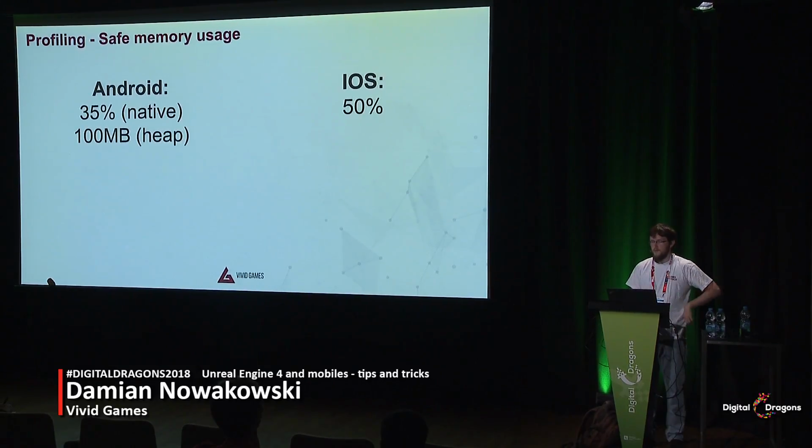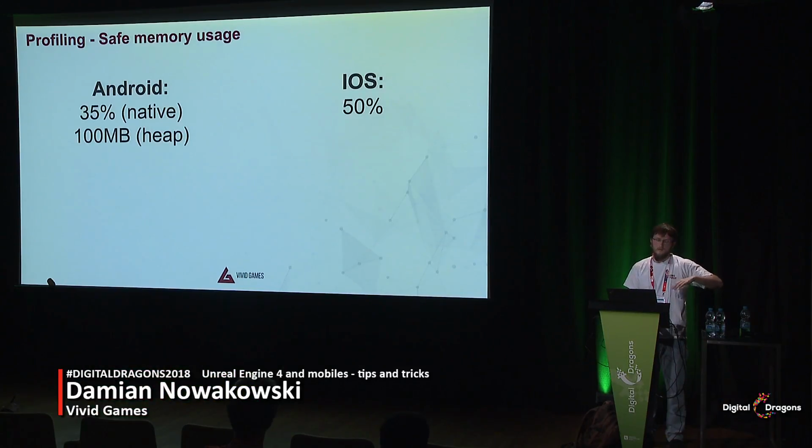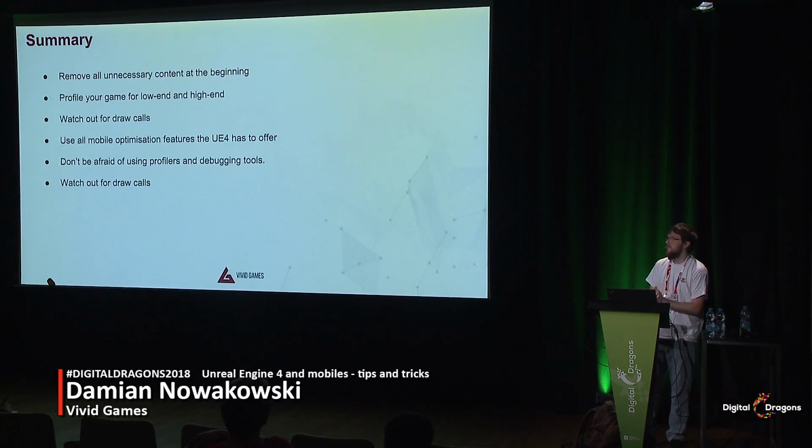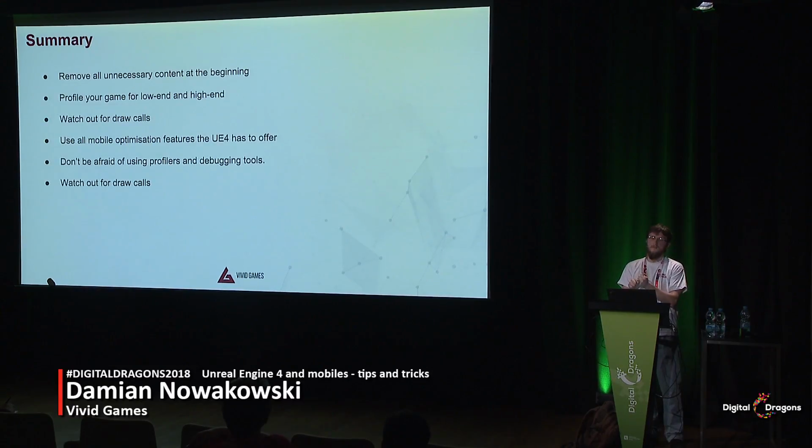During our tests, we discovered that if you don't want to have any issues with memory, you should also keep in mind to use only 50% of memory on iOS and only 35% of the native memory on Android. When you cross this line, you will probably get memory warnings and many problems after that. So, summarizing everything, try to remove all unnecessary content at the beginning.